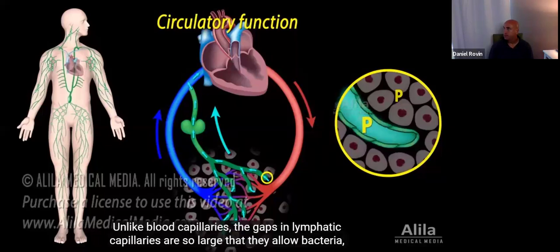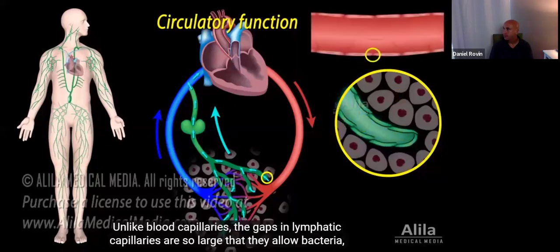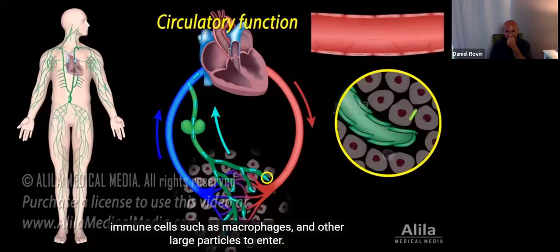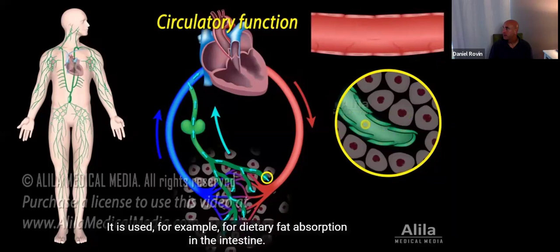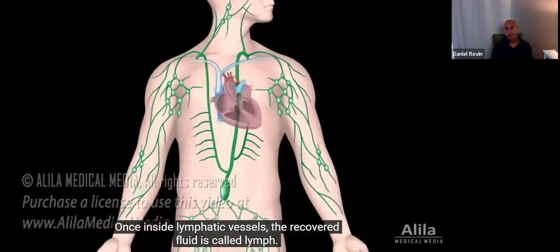Unlike blood capillaries, the gaps in lymphatic capillaries are so large that they allow bacteria, immune cells such as macrophages, and other large particles to enter. This makes the lymphatic system a useful way for large particles to reach the bloodstream. It is used, for example, for dietary fat absorption in the intestine. Once inside lymphatic vessels, the recovered fluid is called lymph.